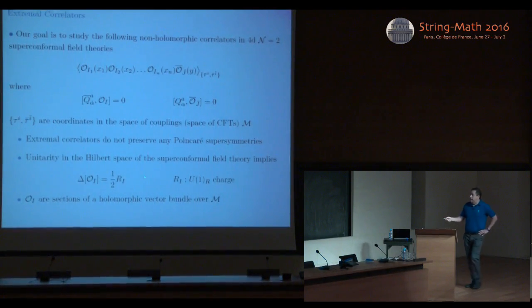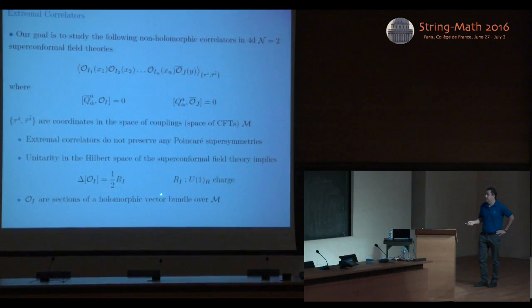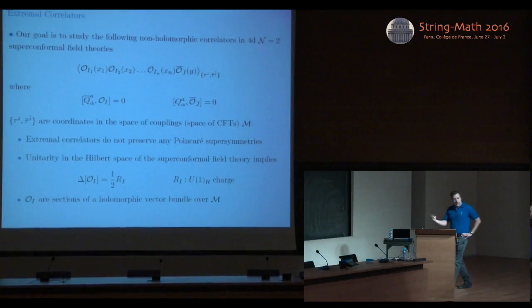Geometrically, the chiral primaries, which are operators that cannot disappear as you explore the moduli space, can be thought of as sections of a holomorphic vector bundle over the conformal manifold, the space of coupling constants. And the connection in this vector bundle tells you how these operators mix with operators of the same R charge.